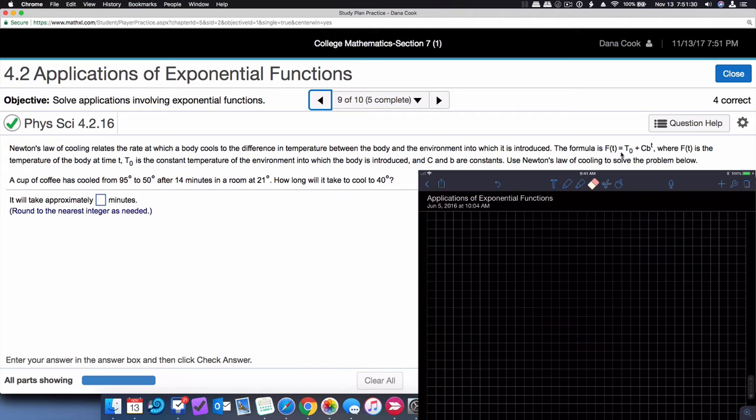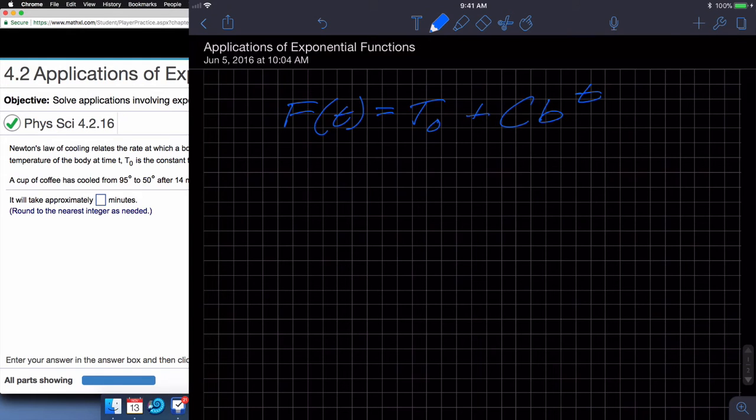So the formula is, I assume, but I'm not that familiar with it, F of T equals T sub 0 plus C times B to the T, where F of T is the temperature of the body at time T. T sub 0 is the constant temperature of the environment, or in this case the room, into which the body is introduced. And C and B are constants. Use Newton's law of cooling to solve the problem below.